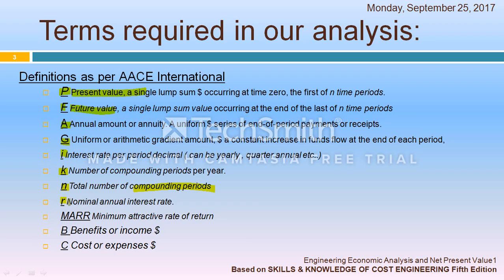R is the nominal annual interest rate. MARR, we call it the minimum attractive rate of return, which usually should be set by the investor or by the bank. B is the benefits or the income. C is the cost or expenses.